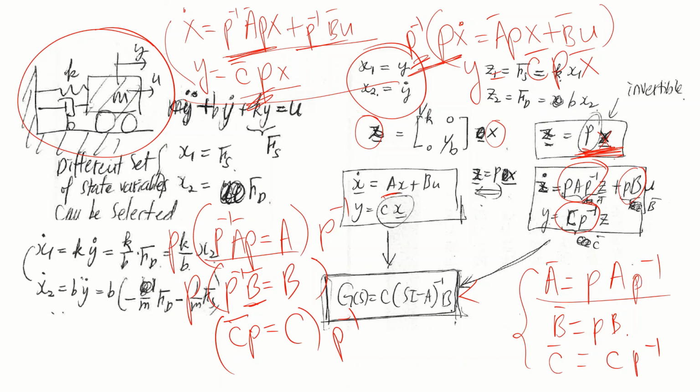So this tells us how to get the relationship between two different realizations. We have one realization based on z, and this is another realization based on this x. If you know the relationship between z and x through P, then you can use this P to relate these two realizations.